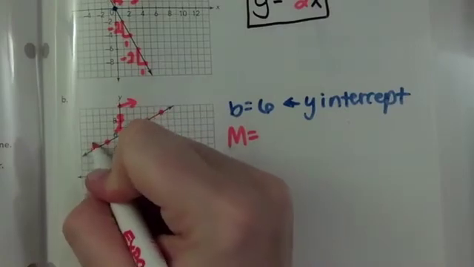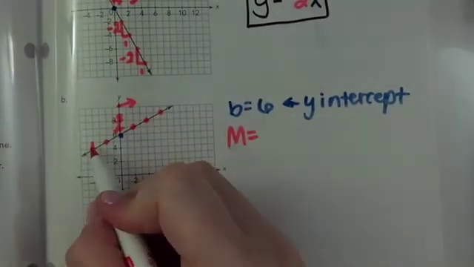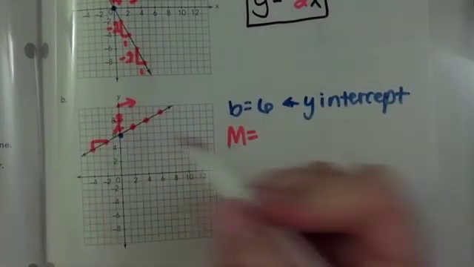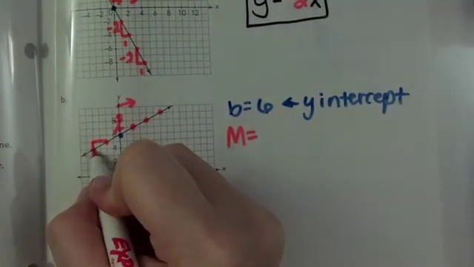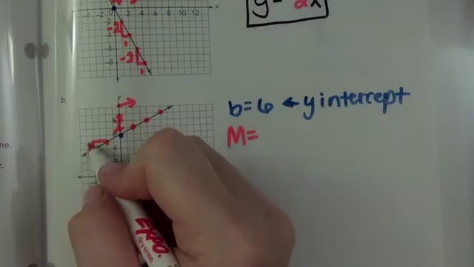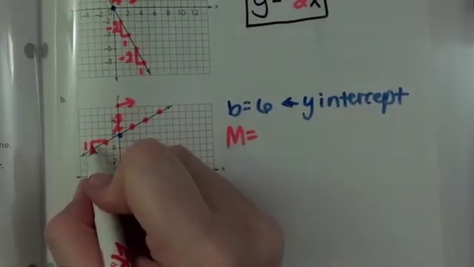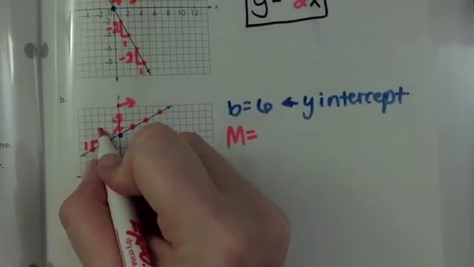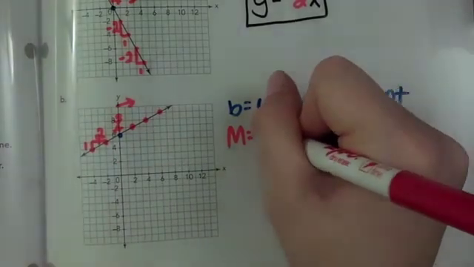Okay, so now let's look at this one. So I'm going to go from here to there. So notice from this point to this point, remember you always rise over run, so I'm going up 1 and I'm going over 1, 2. So our slope would be 1/2.